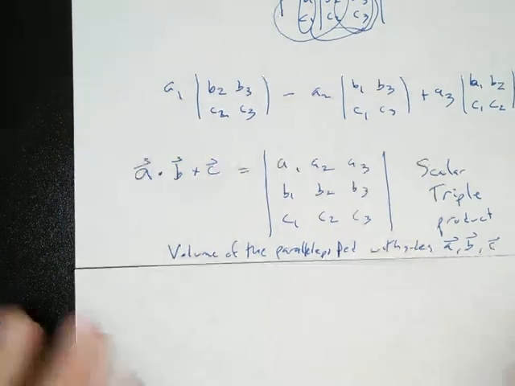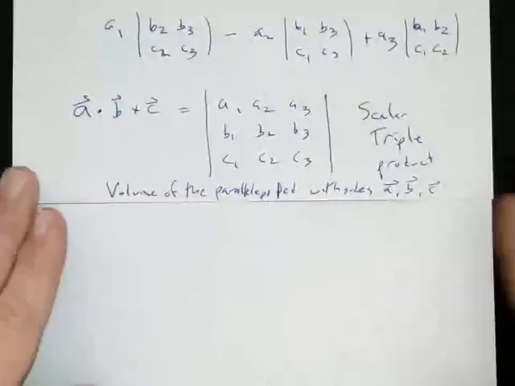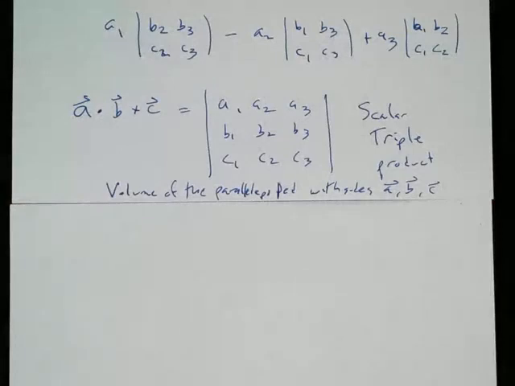If this volume is 0, then your three vectors lie in the same plane. Instead of sticking out, the roof is collapsed. Instead of having a box, we have a flat object.